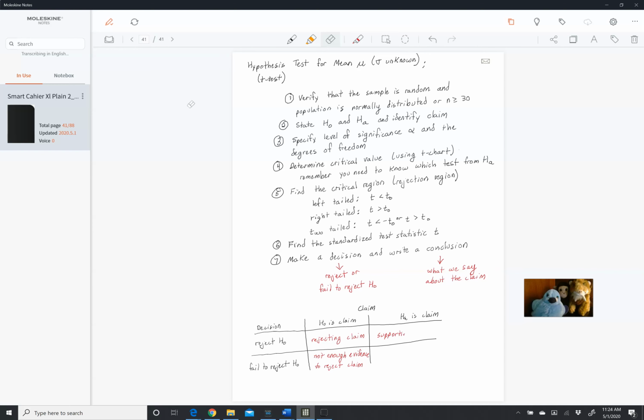This is the case where you're saying you're right. You can only say you're right if the claim is the alternative hypothesis. You can only say you're wrong if your claim is the null hypothesis. And here, again, you're not saying that the claim is wrong. You're just saying you don't know.